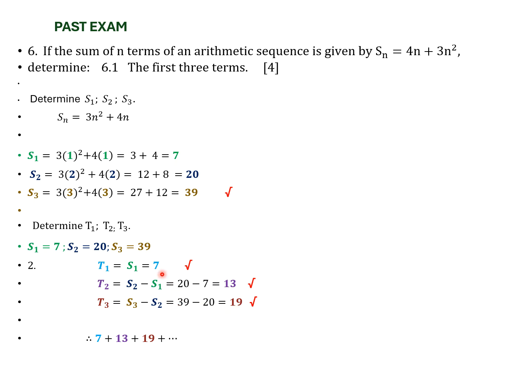So my sequence is 7, 13, and 19. So 1 mark there for term 1 being sum 1, 1 for 13, 1 for 19. Alright, I hope you follow and you understand. Let's look at the next question.